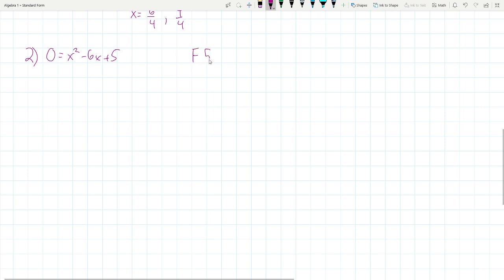And so we could do factors of 5, which are 1 and 5. And those add up to make 6. And so I know that my answer could be x minus 1, x minus 5. And that's good to know, because from there we can say, hey, my x's should be 1 and 5. And that's handy to know.